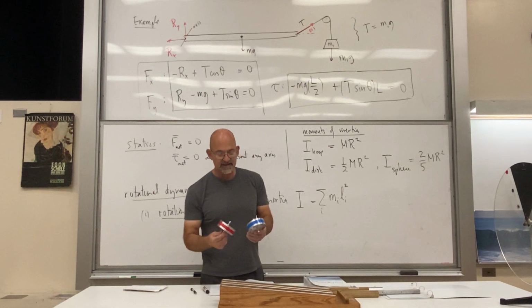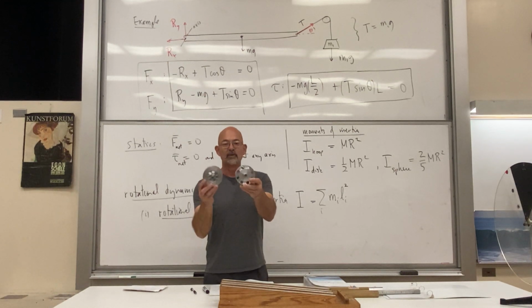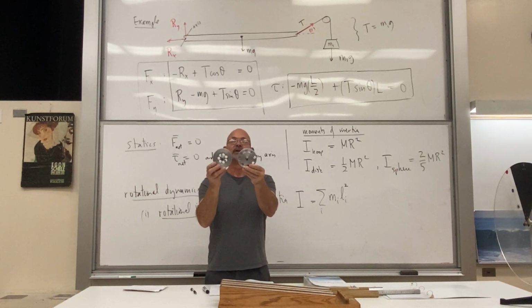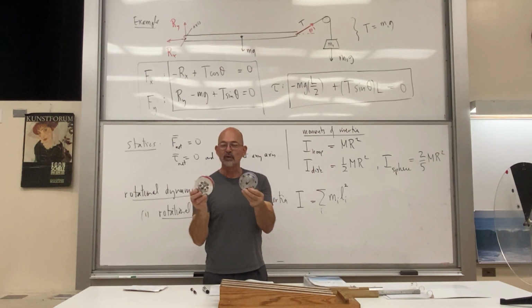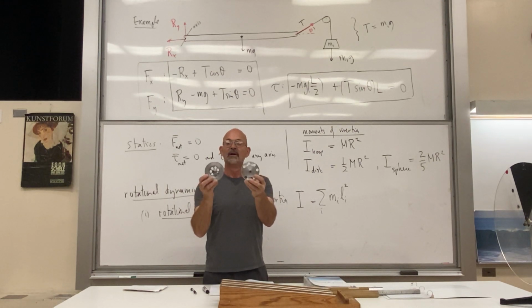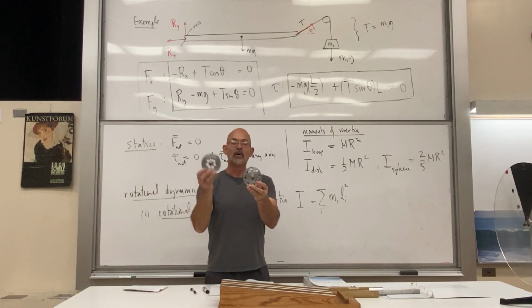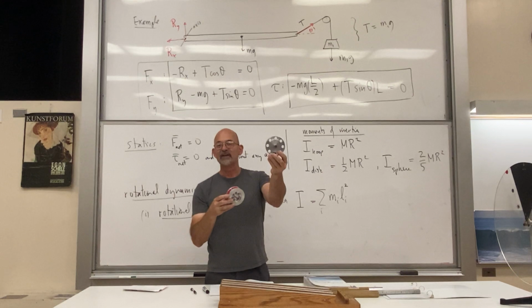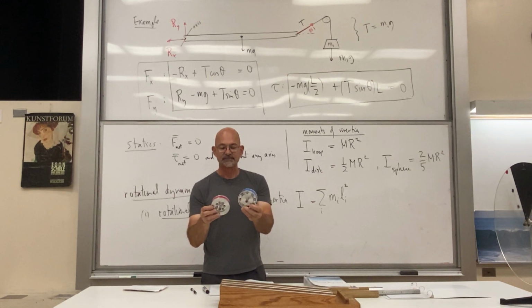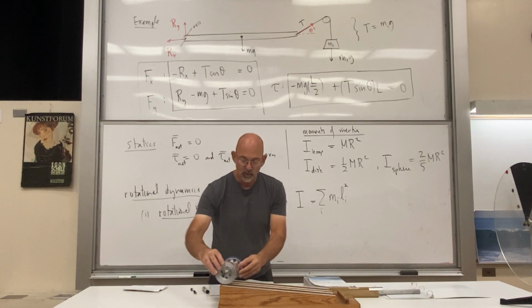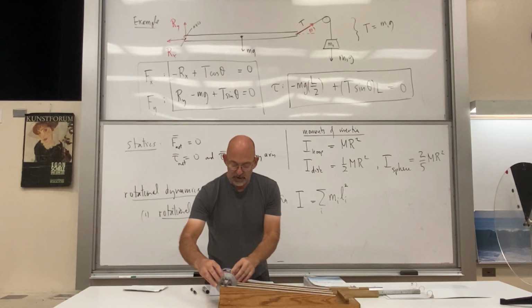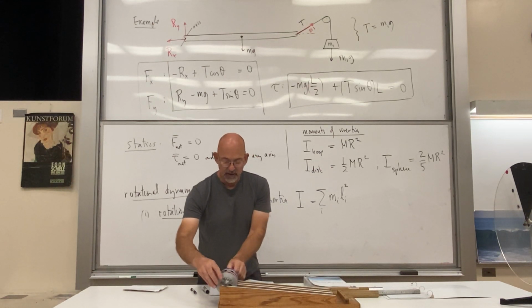Okay, and this time we have two equal masses, and the holes have been drilled out on the outside and on the inside. So which one has the greater moment of inertia? If the masses are equal, this one has more mass on the outside, this one has less mass on the outside. So which one is going to win? Red or blue?